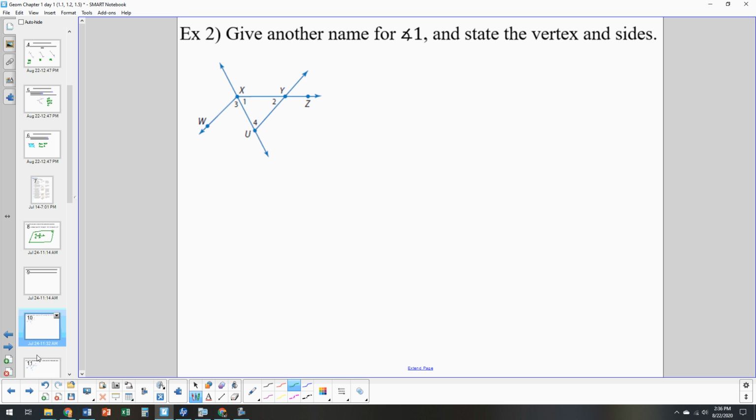All right. For this one, we're going to give another name for angle 1, and then we're going to state the vertex and sides. So I see that angle 1 is here. Angle 1 is in this corner, so its vertex is X. Its sides would then be XU and XY.